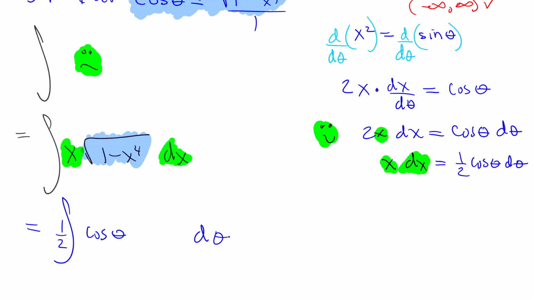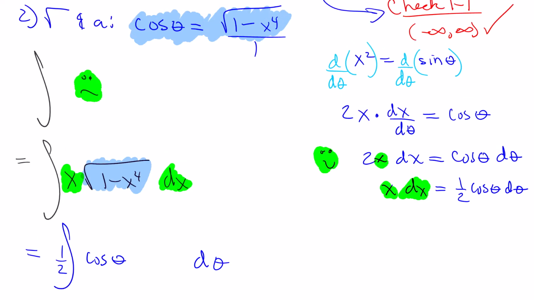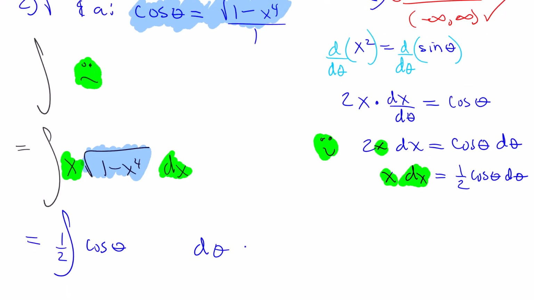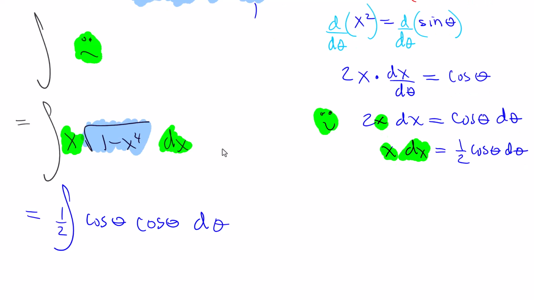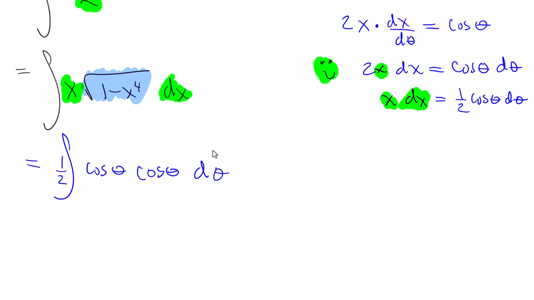I'm going to put the d theta with a little space, because that space has to be replaced with the root getting replaced with cosine theta. So that's that square root of 1 minus x to the fourth getting replaced with cosine, as we said, which gives us at this point 1/2. Let me rewrite this. We got 1/2 times the integral of cosine squared theta d theta.